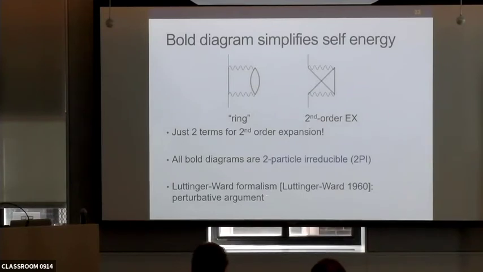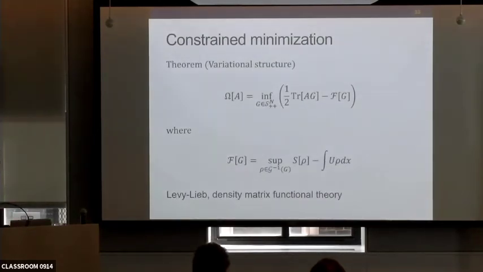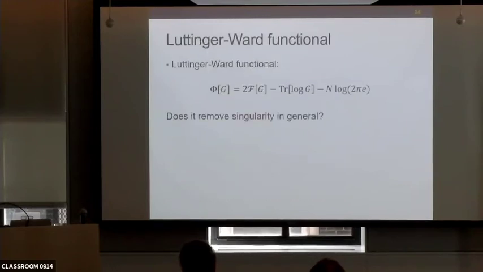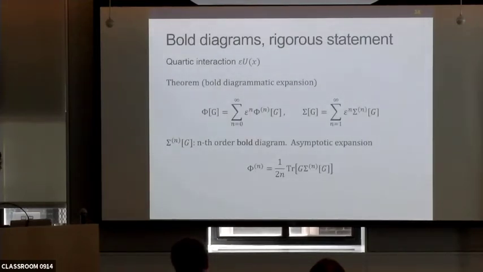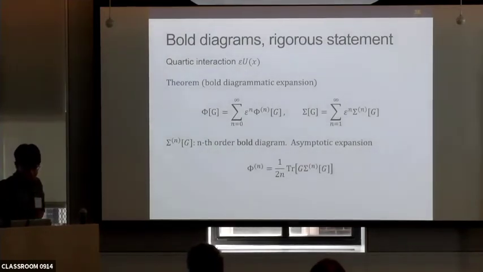The foundation is the so-called Luttinger-Ward, through a perturbative argument, and to our knowledge never made rigorous. So first of all, since I don't have much time, let me go directly to this, showing that to our knowledge, our work was the first time that the validity of the bold diagram is established ever. Please correct me if I'm wrong.